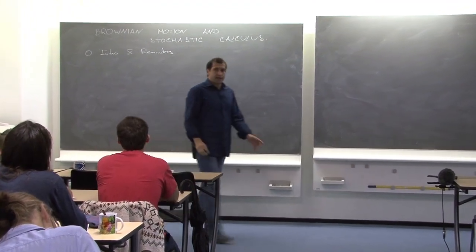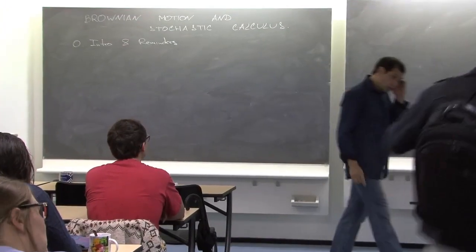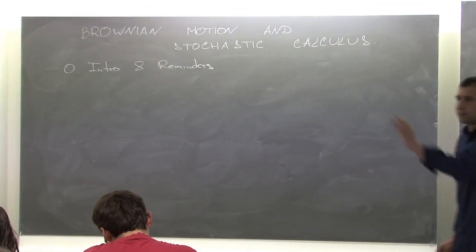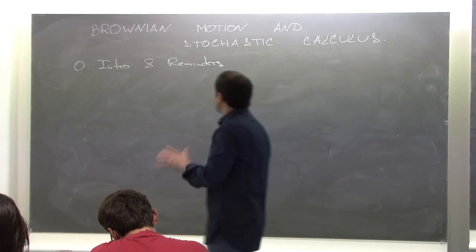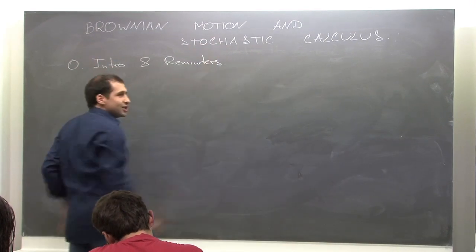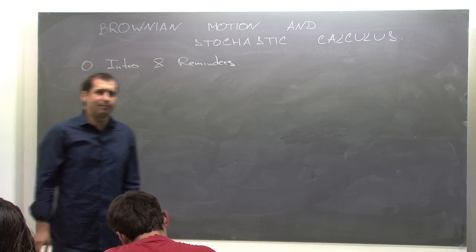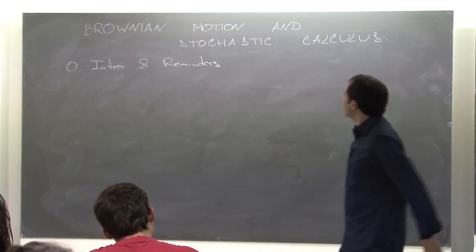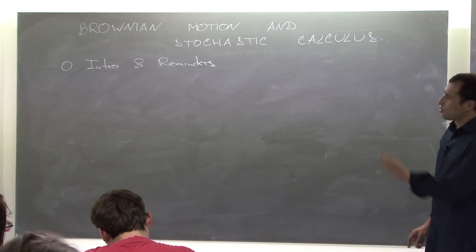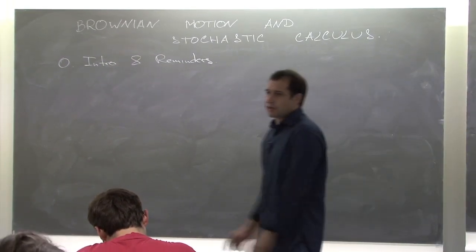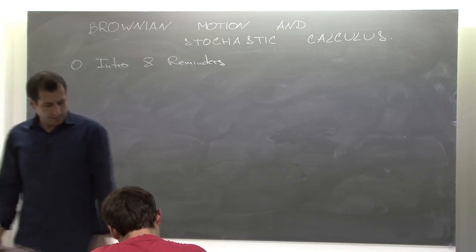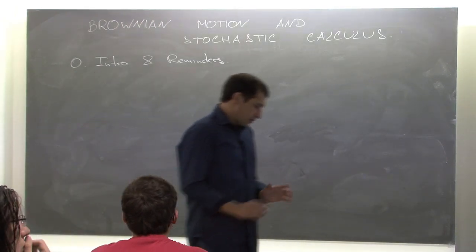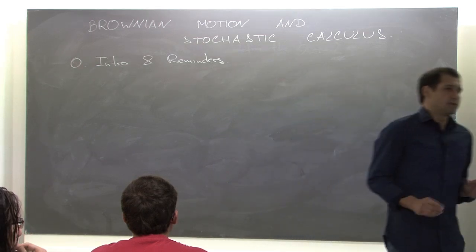So let me try to say briefly what that is about. Probably most of you already heard this saying Brownian motion, and I fairly believe that some of you even took some course on this, or maybe attended a mini course, etc. So the Brownian motion is a continuous object, so that's important.